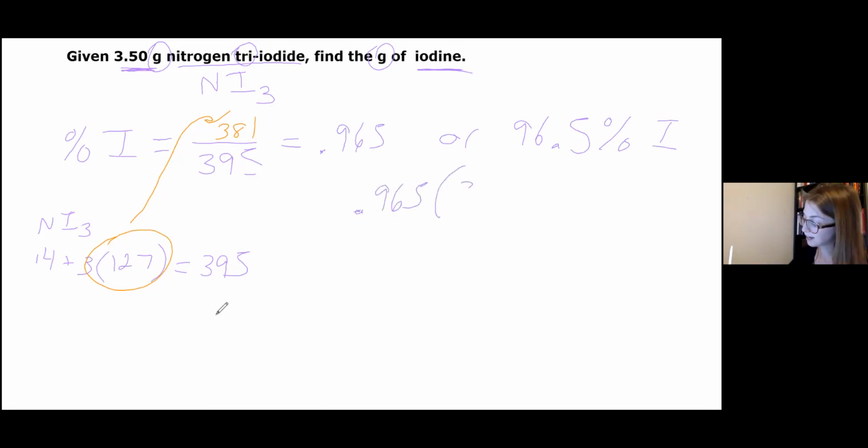0.965 times 3.5 will get me my grams of iodine, which I get as 3.38 if I round.